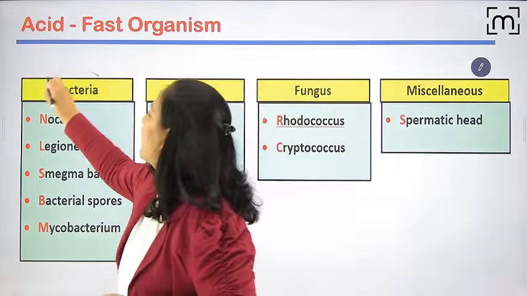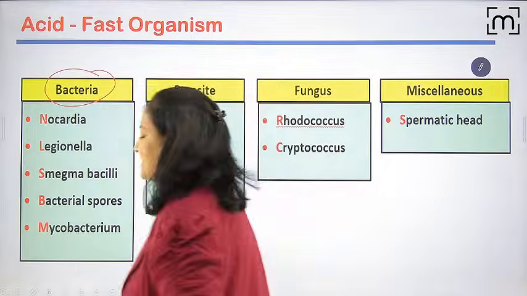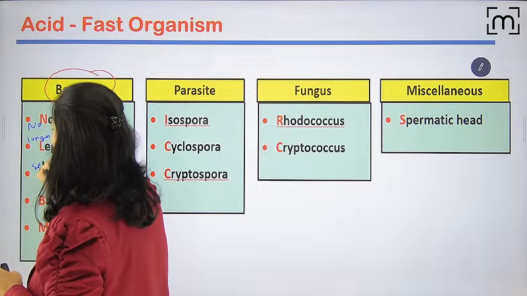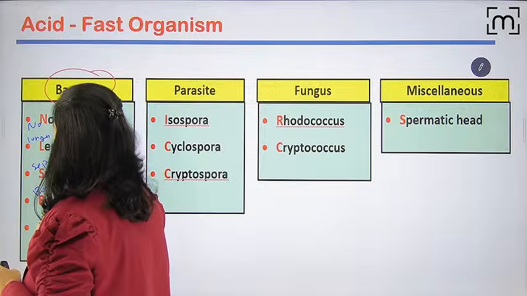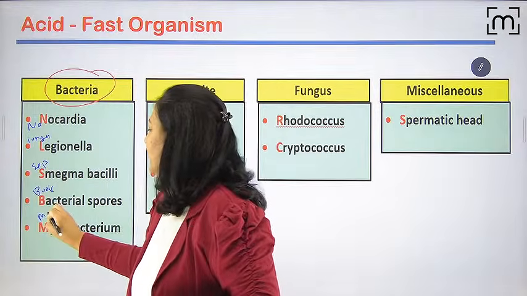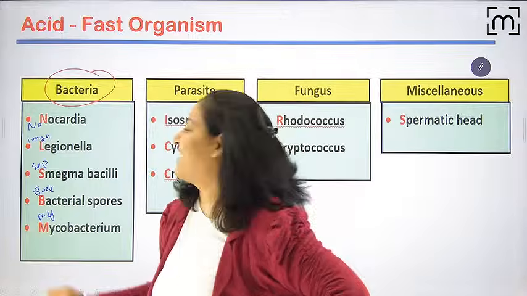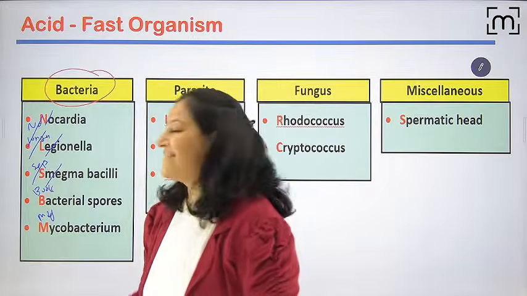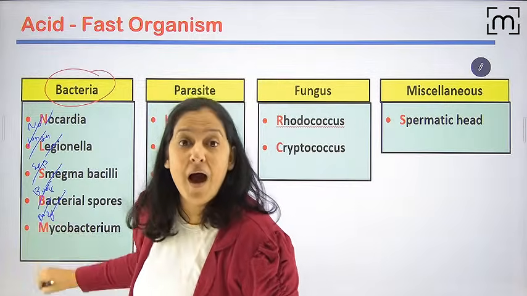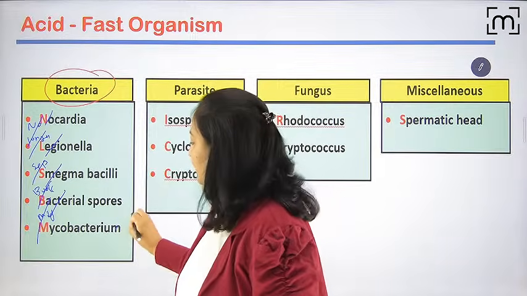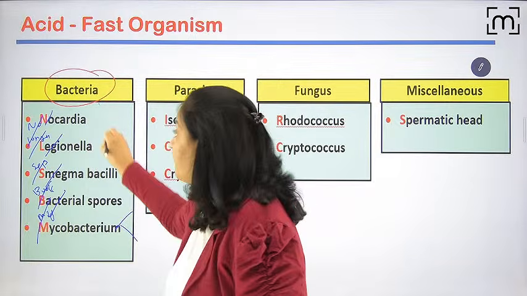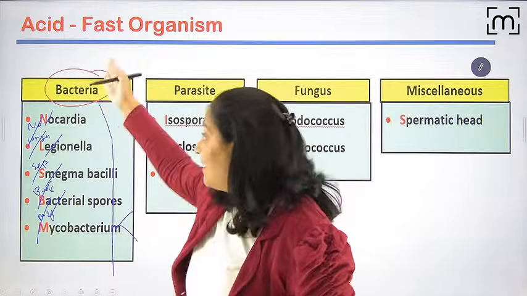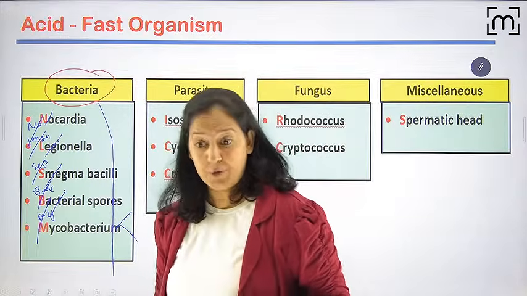Among the bacteria, there are only 5. What are the 5? I have a mnemonic. The mnemonic is: No Longer Separate Booking for Mycobacterium. AN stands for Nocardia. L stands for Legionella. S stands for Smegma bacilli. B for bacterial spores. And MI is Mycobacterium. Mycobacterium, TB, leprosy, both. All Mycobacterium. These are the 5 bacteria. Say the mnemonic: No Longer Separate Booking for Mycobacterium. Learn the full form. These mnemonics will help you retain it better.